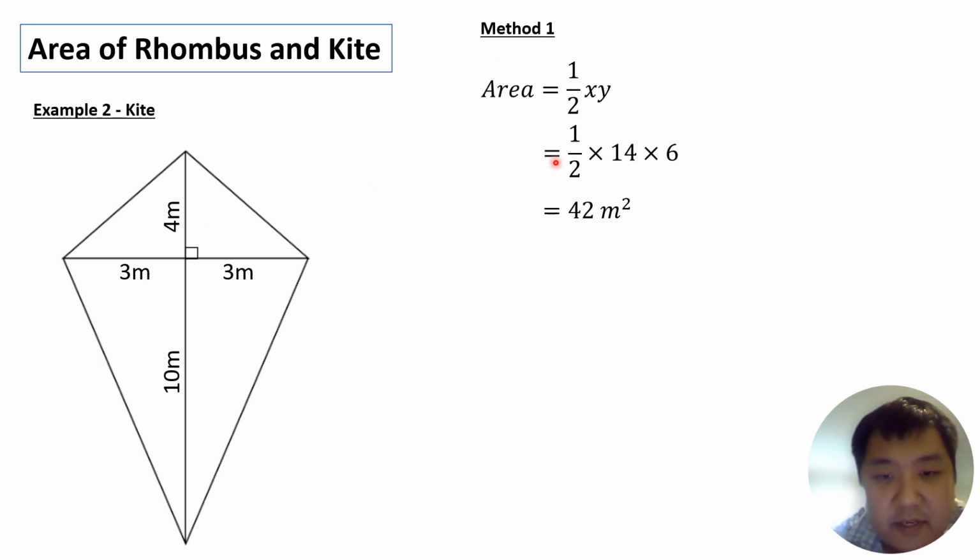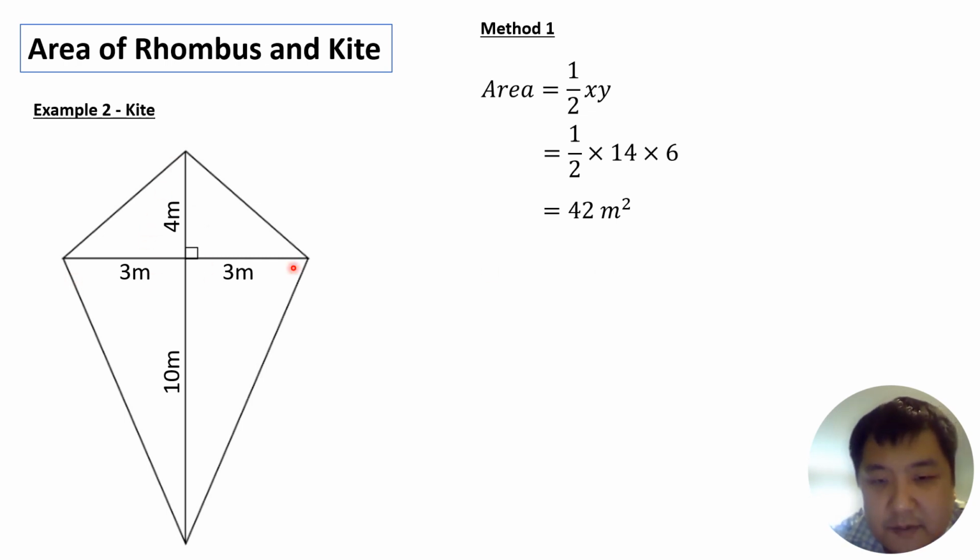Okay. The area is just half times 14 times 6, or half times 6 times 14. Doesn't matter which way you do it. 14 from top to bottom, and across is 6. Okay, so half times 14 times 6.